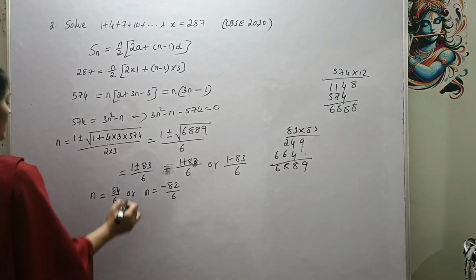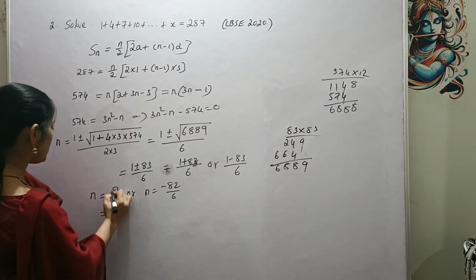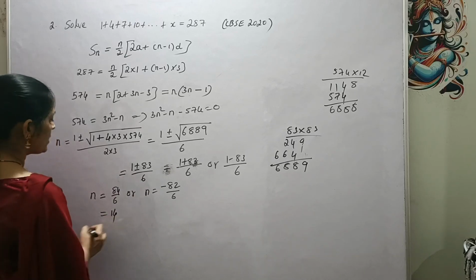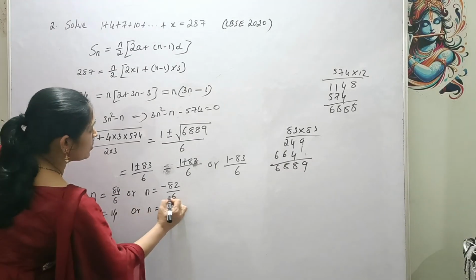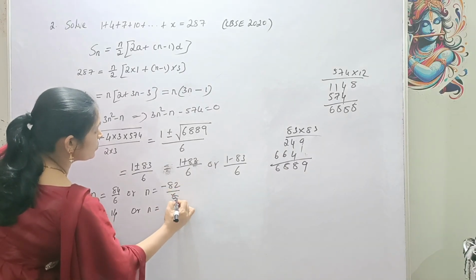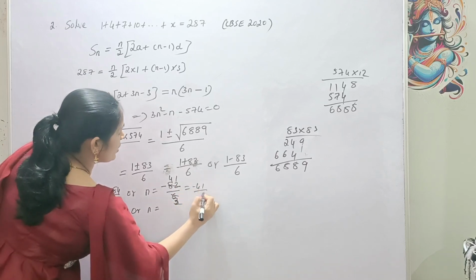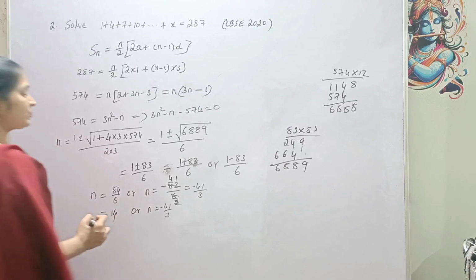Here, 6 4s are 24, right? So n is equal to 14 or n is equal to, 2 3s are, that is minus 41 by 3, right? Yes, minus 41 by 3.